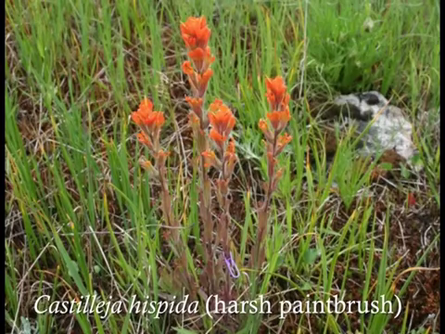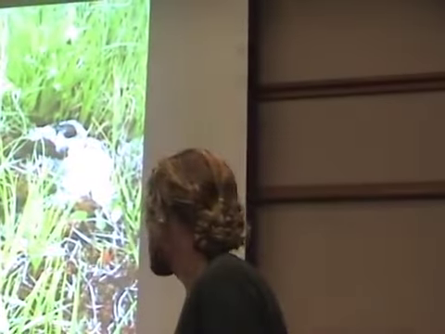All right, so at least with Taylor's checkerspot in the lowland Puget Sound area, this is their food plant. One of them is Castilleja hispida, or harsh paintbrush. It grows in a number of habitats, including the prairies down by Olympia and a number of other places. Who's been to those grasslands at some point? Okay, you're familiar with the ecosystem.